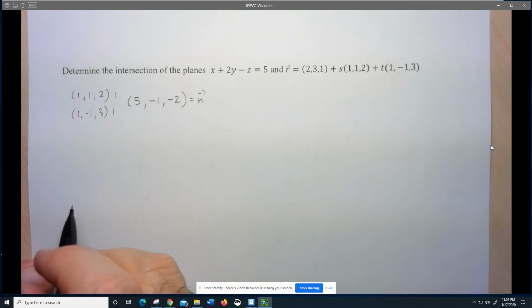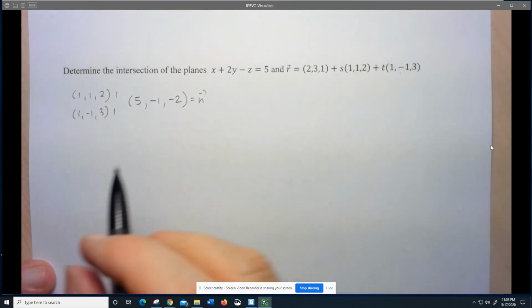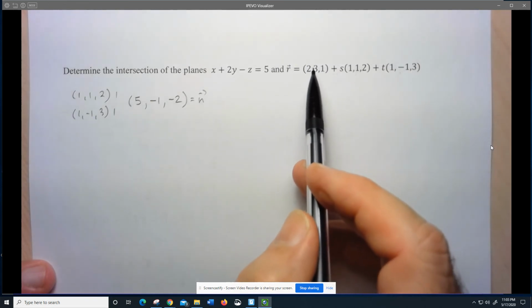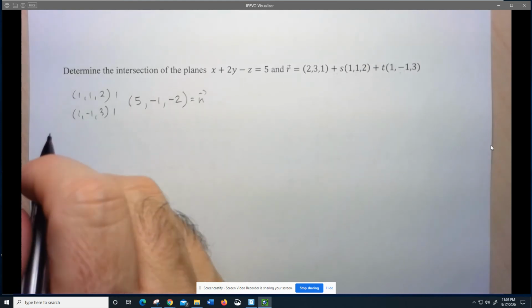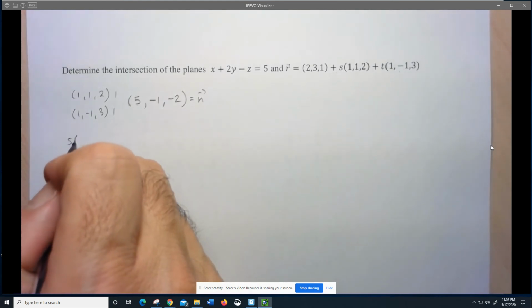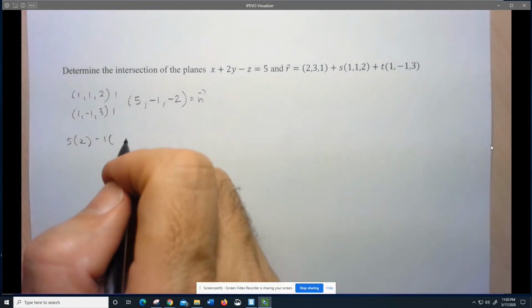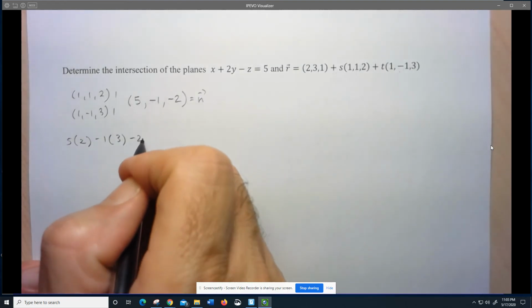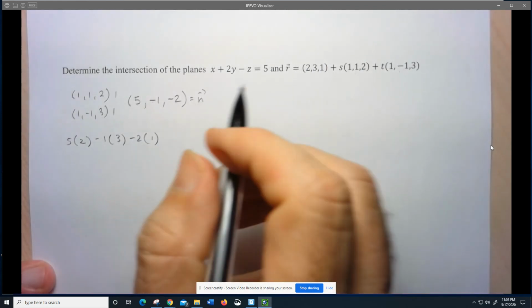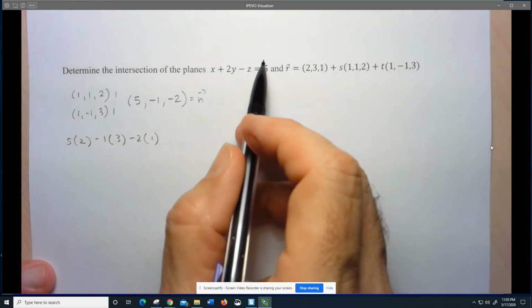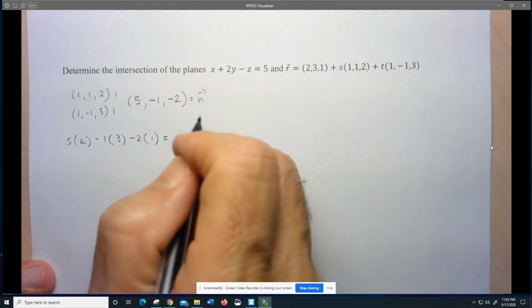Now let's find the equation. I know that (2, 3, 1) is a point on the plane, so I'm going to stick that into my Cartesian equation. So the a value is 5 times 2 minus 1 times 3 minus 2 times 1. And here I notice that the constant is on the other side of the equation, so I'll just have d be on the right-hand side.